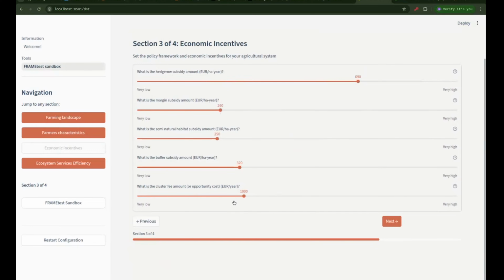Finally, we have another parameter that refers to the opportunity cost. In the model, we call it cluster fee, which is the cost of being part of the cluster. It can be translated into a payment to the facilitator, or attending the meetings, or spending some budget on certain activities. It's supposed to be quantified here. So it could be from, say, 1,000 euros per year, or we tested up to 3,000 euros. I'm going to leave it like this.